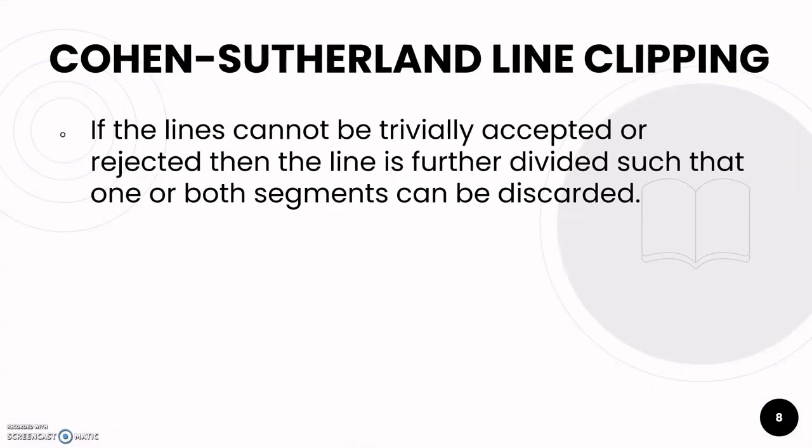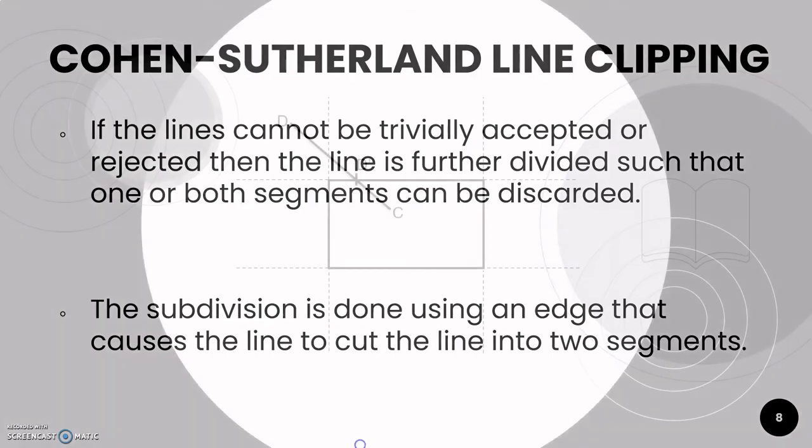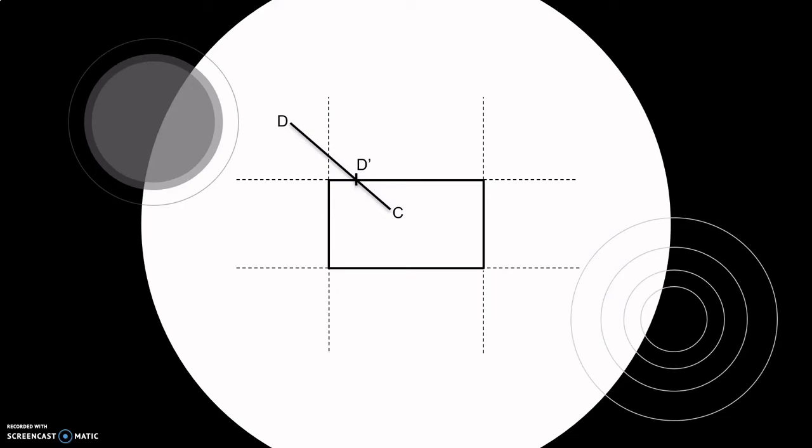Now there will be both cases, right? If the line cannot be trivially accepted or rejected, then the line is further divided such that one or both segments can be discarded. The subdivision is done using an edge that cuts the line into 2 segments. The key property of the code is that the bits that are set correspond to the edges crossed. The algorithm always chooses a point that lies outside and uses the code bit that is set to determine a clip edge. The edge is chosen in top to bottom, right to left order.